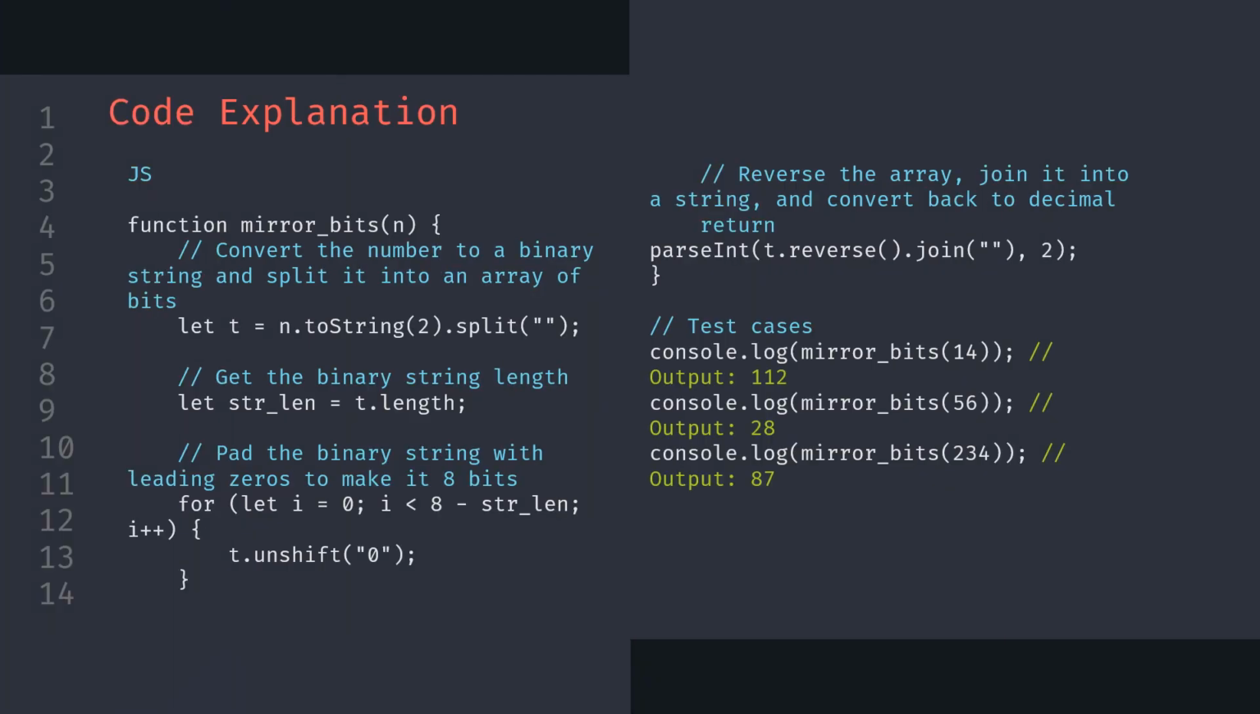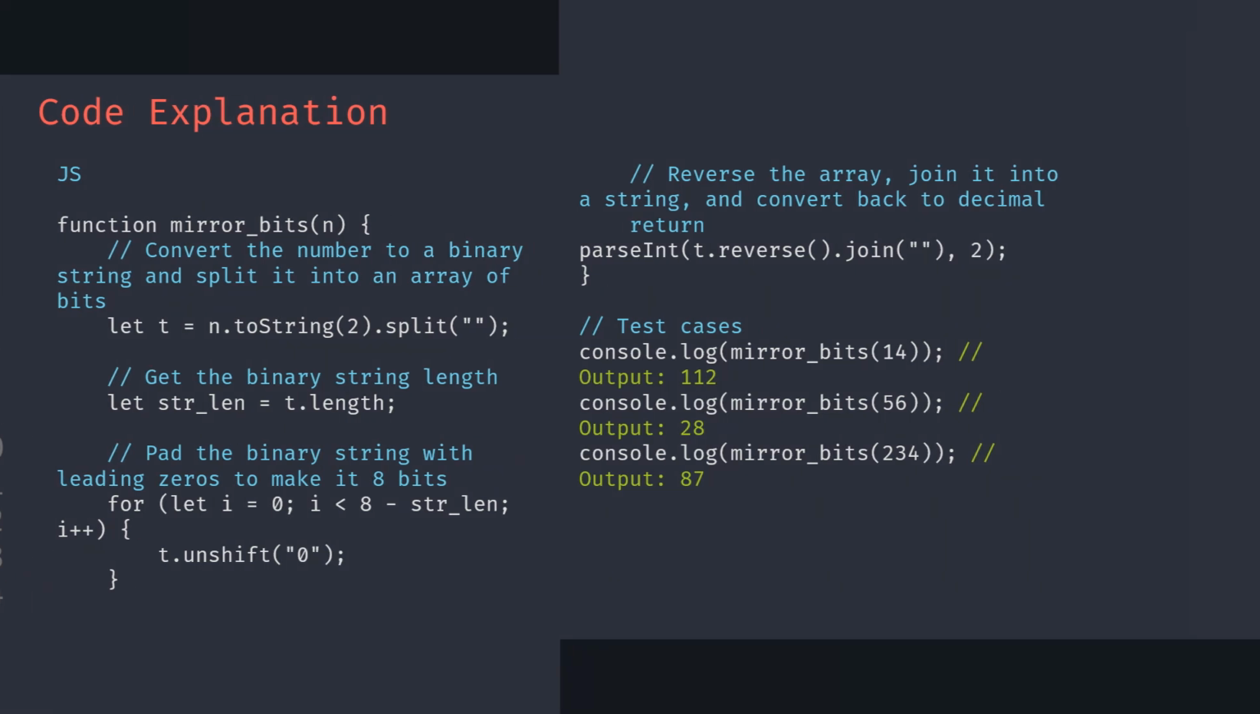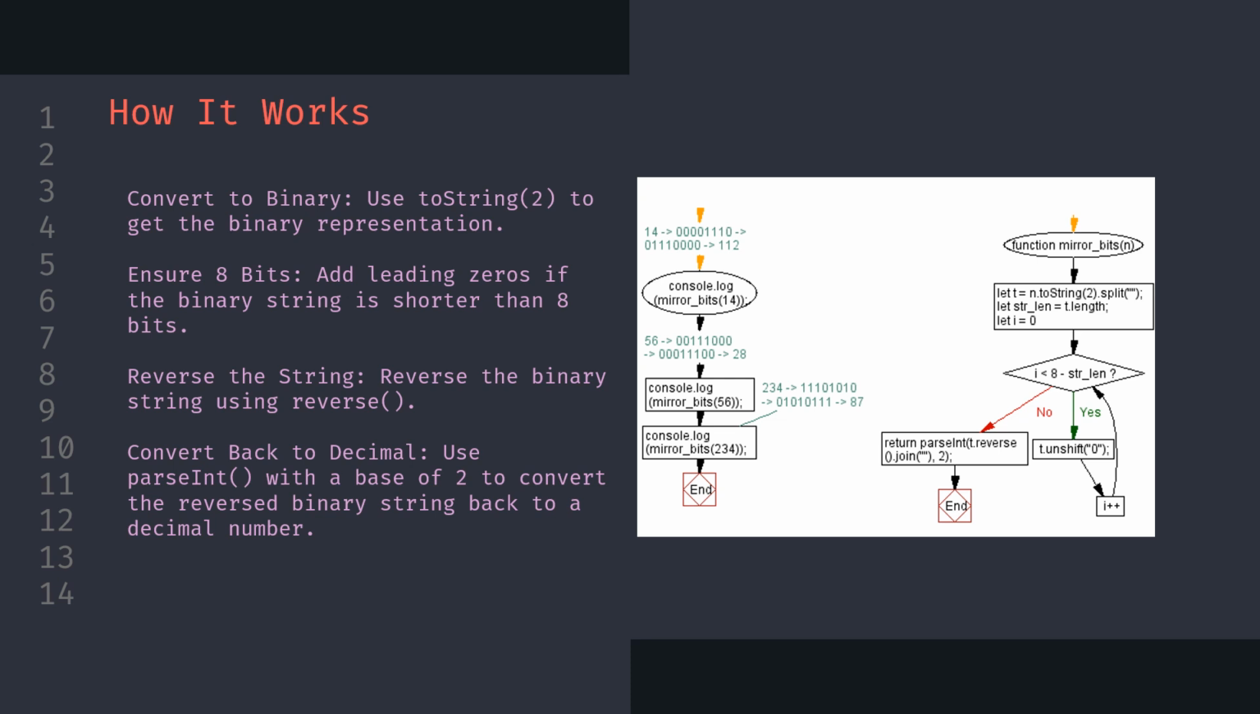This program converts the number to binary, ensures the binary string has 8 bits using 0 padding, reverses the string, and then converts it back to a decimal. Here's how it works. The process involves converting the number to binary, ensuring it has 8 bits, reversing the string, and converting it back to a decimal.